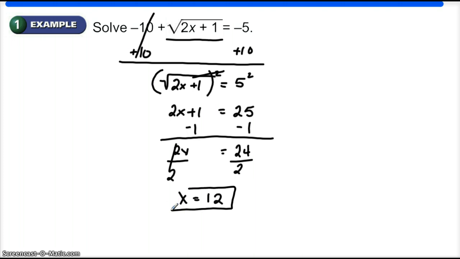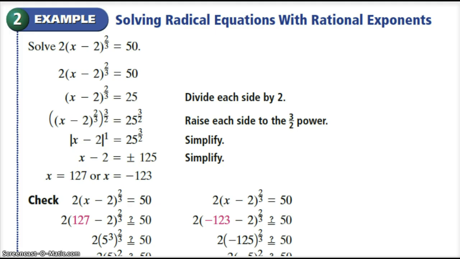Now it is a very good idea to check your answer just to make sure it is something that's feasible, something that will work. So we take this 12 and put it in up at the top. 2 times 12 is 24. 24 plus 1 is 25. Can we take the square root of 25 and end up with a real answer? Yes. So therefore, we have our solution. Okay, moving on to example 2.